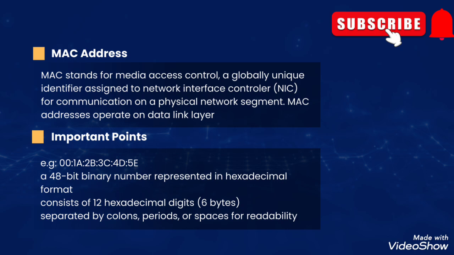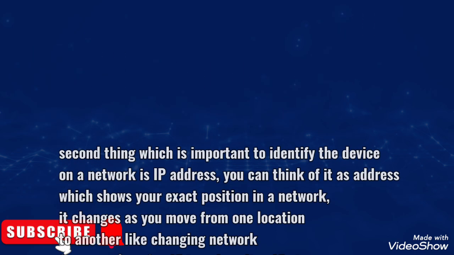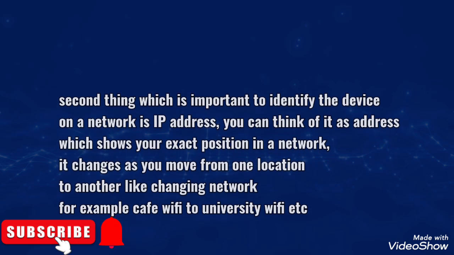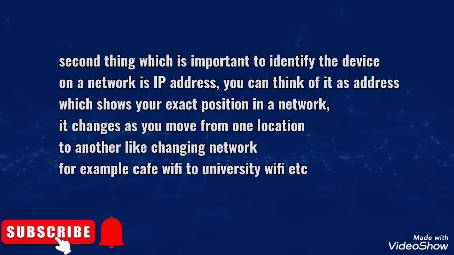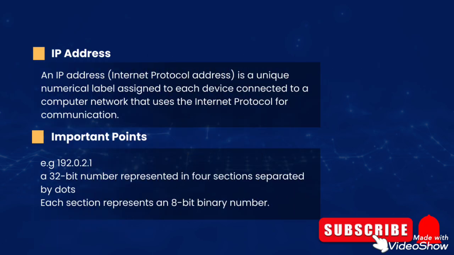The second thing which is important to identify a device on a network is the IP address. You can think of it as an address which shows your exact position in a network. It changes as you move from one location to another, like changing network, for example cafe Wi-Fi to university Wi-Fi, etc. An IP address, Internet Protocol Address, is a unique numerical label assigned to each device connected to a computer network that uses the Internet Protocol for communication.